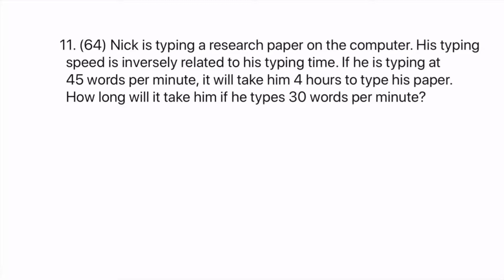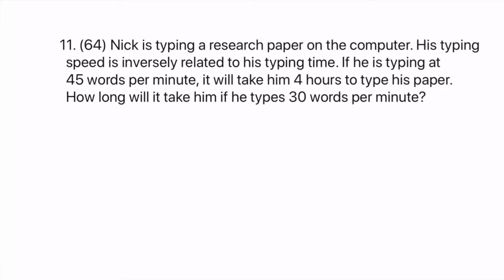Number 11, Nick is typing a research paper on the computer. His typing speed is inversely related to his typing time. If he is typing at 45 words per minute, it will take him 4 hours to type his paper. How long will it take him if he types 30 words per minute? So I'm going to show you all 2 ways to do this one.